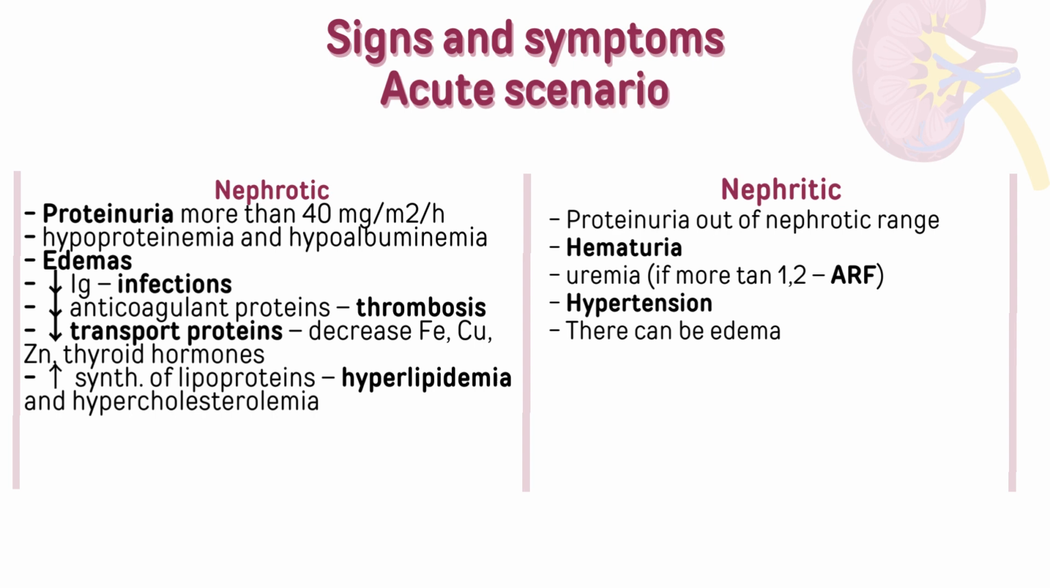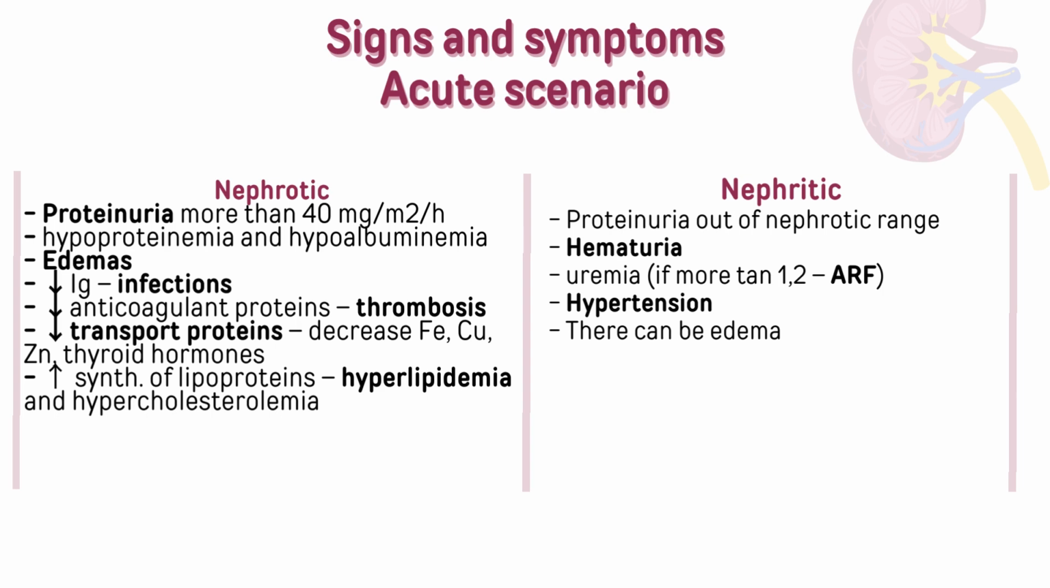There is also increased incidence of infections due to the loss of immunoglobulins in urine, especially infections by encapsulated bacteria. Another thing that can happen is the appearance of thrombosis due to the loss of anticoagulant proteins. There are also decreased transport proteins and a decrease in iron, copper, zinc, and thyroid hormones. The only thing that increases is the synthesis of lipoproteins as a compensatory mechanism of the liver, so hyperlipidemia and hypercholesterolemia develop in nephrotic syndrome.